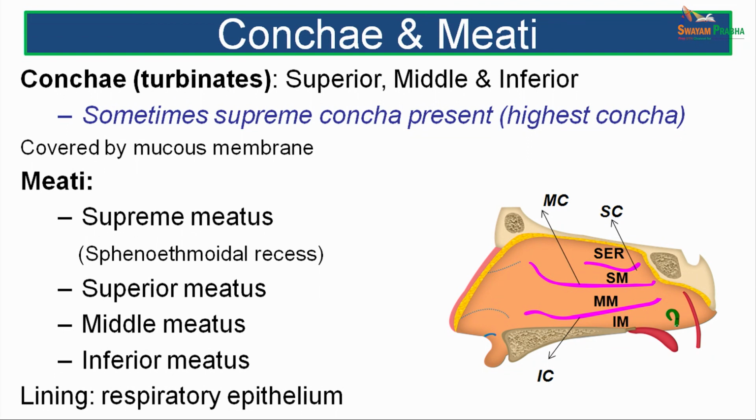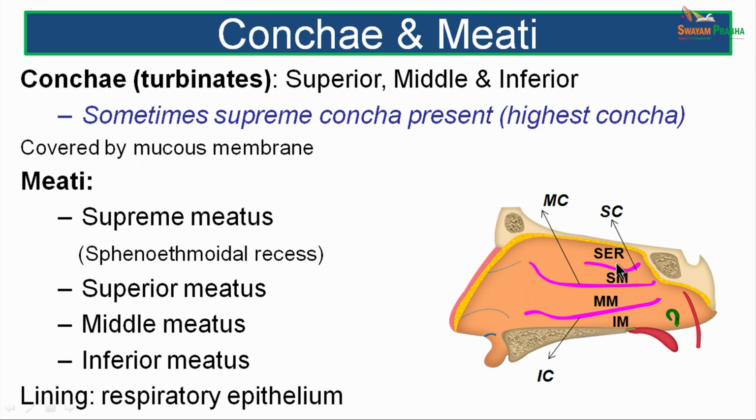The supreme meatus or the sphenoethmoidal recess is a space seen above the superior nasal concha. The space seen below the superior nasal concha is the superior meatus. Space seen below the middle nasal concha is the middle meatus, whereas the space seen below the inferior nasal concha is the inferior meatus. These meatuses are lined by the respiratory epithelium. The picture here shows us these features.